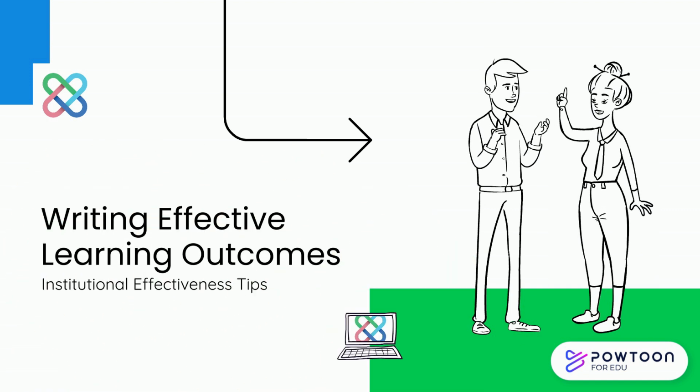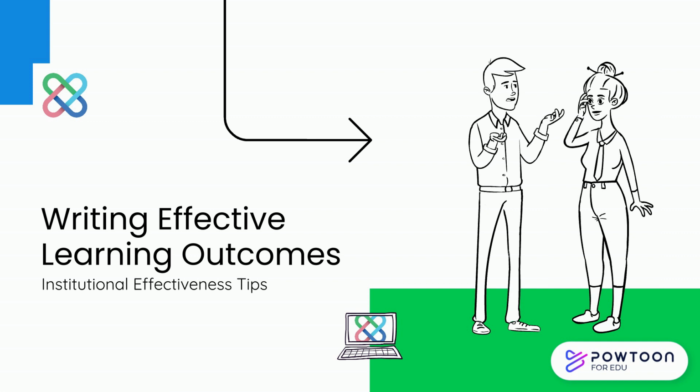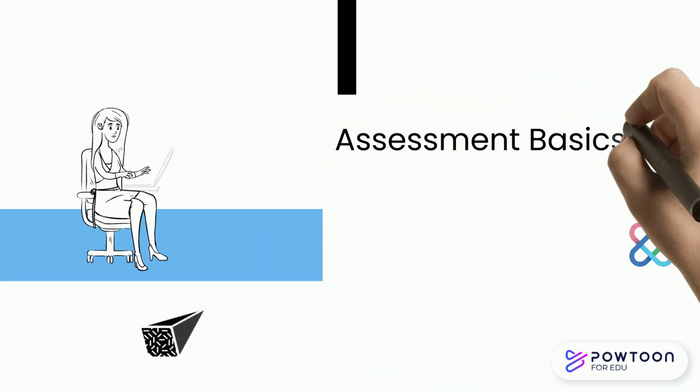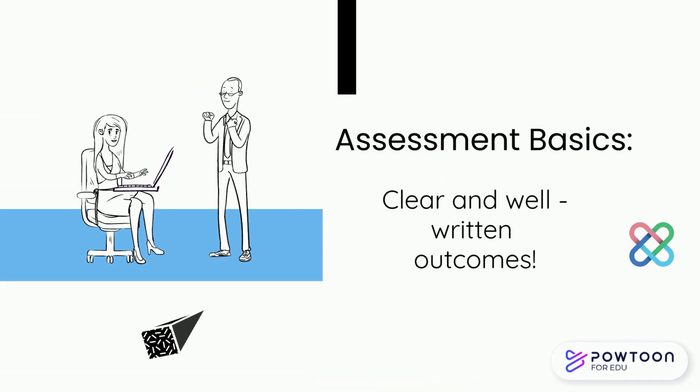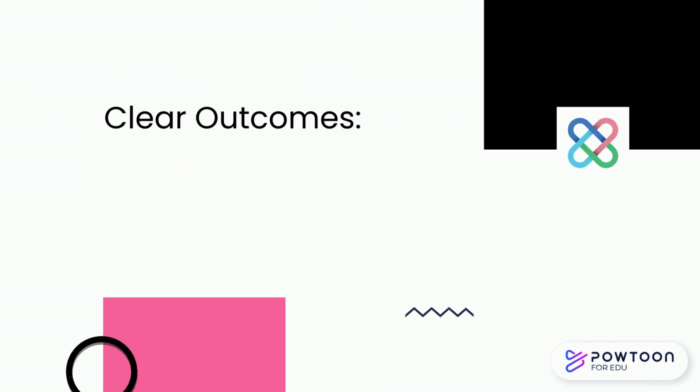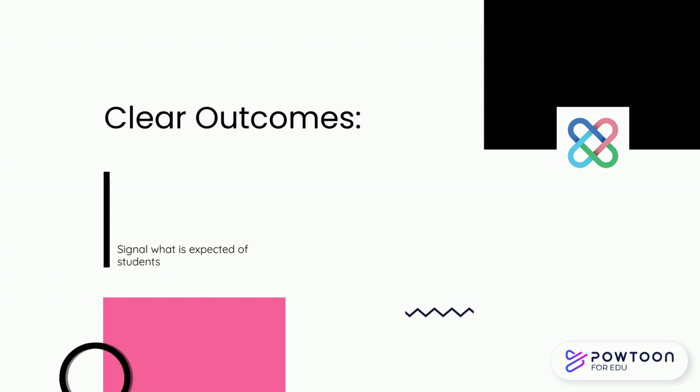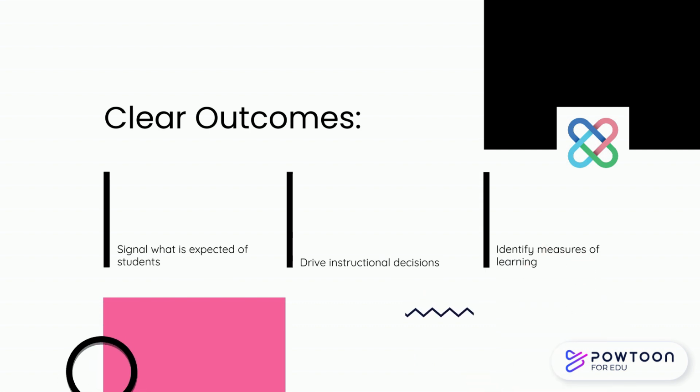Today, we're going to talk about writing effective learning outcomes. Writing outcomes is the most basic element of creating effective assessment plans. Outcomes that are clear and well-written signal what is expected of students in a course or program, drive instructional decisions for faculty, and help identify measures that will accurately assess student learning.